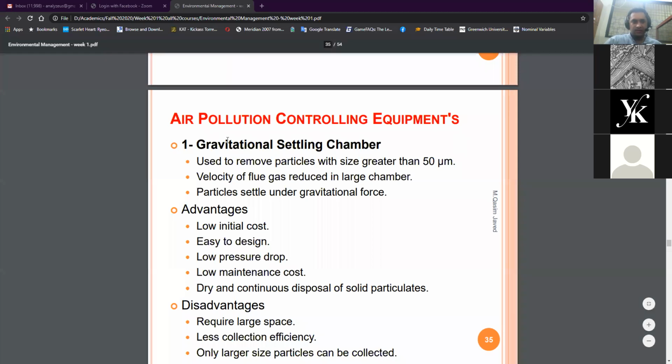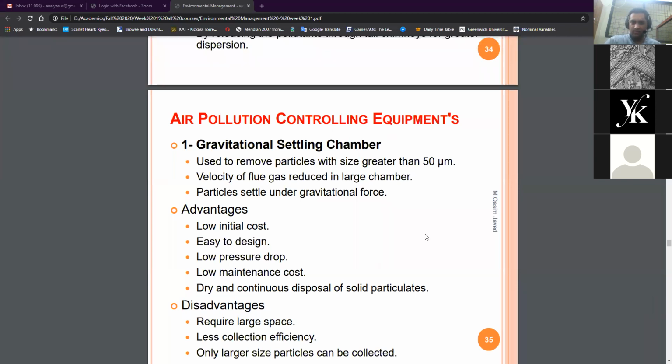One such technique is the gravitational settling chamber. It is a setup which is normally used to remove solid particles from the air which have a size greater than 50 microns. Micron is a unit which helps in identifying the size of particles. 1 micron is the size of human hair.